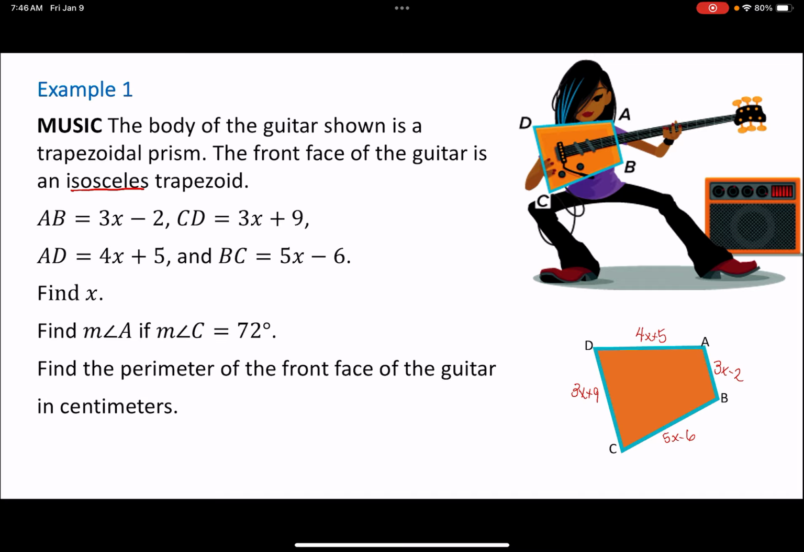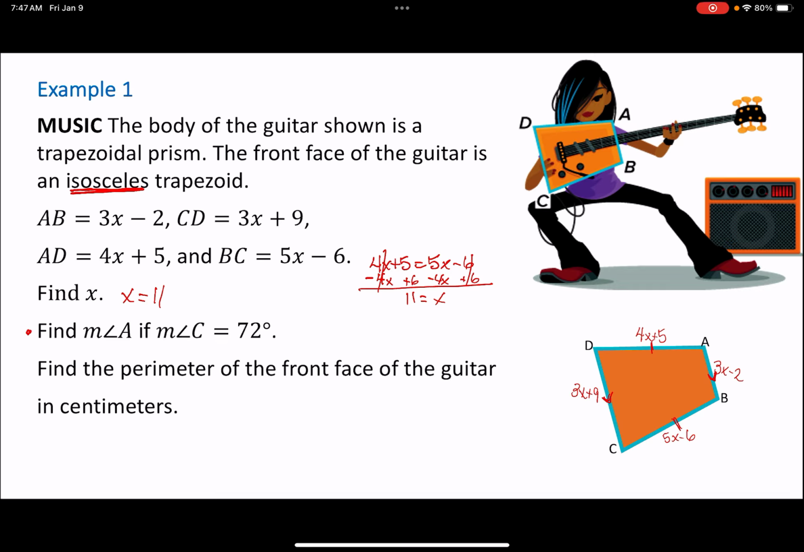Well, we know that because it's an isosceles trapezoid, the two legs have to be congruent. A leg has to be congruent to a leg. These are our two parallel sides. They do not even appear to be the same length. So if we start by setting 4x plus 5 equal to the other leg, 5x minus 6, and then we solve this equation, we get that 11 is equal to x. So we found x is 11.